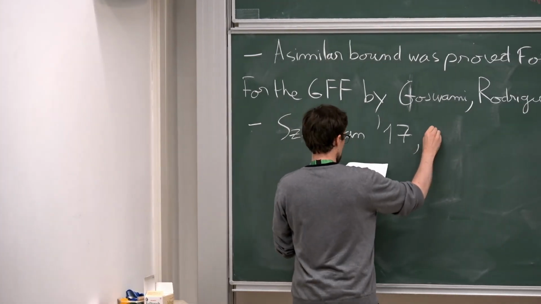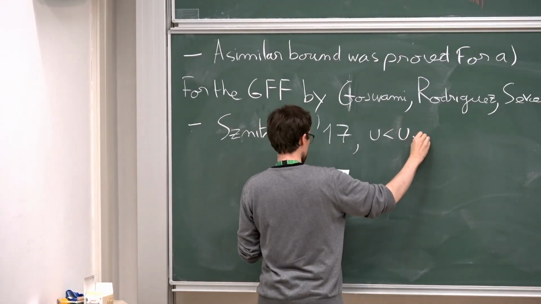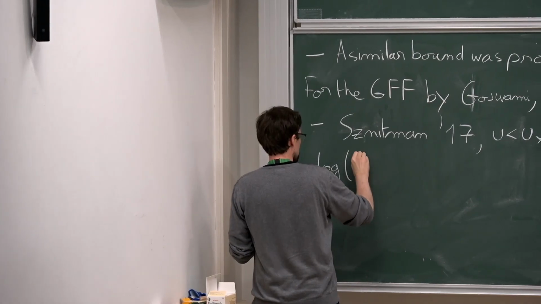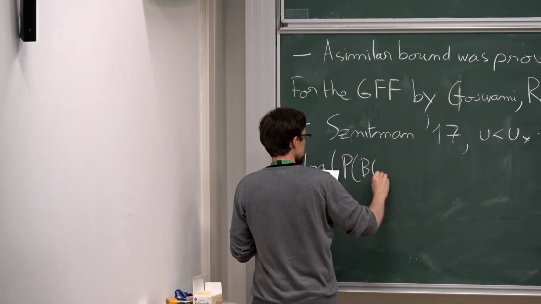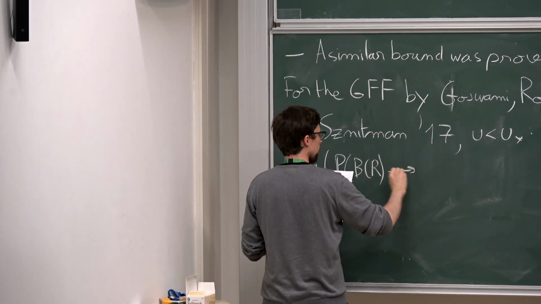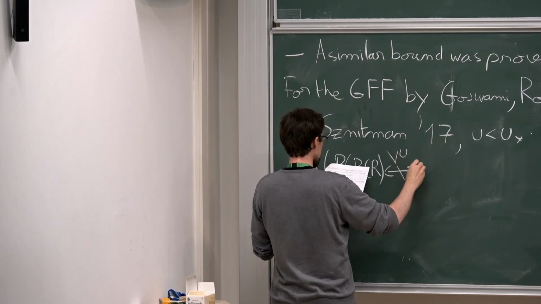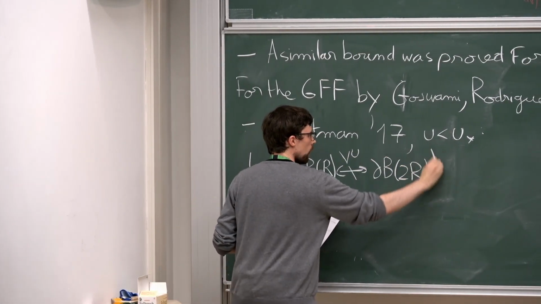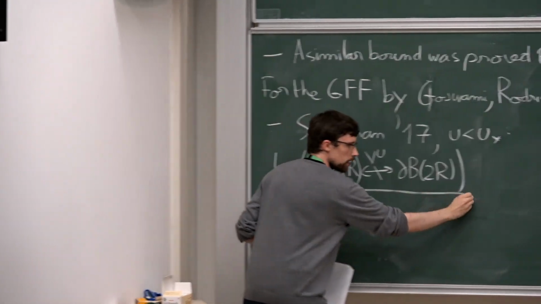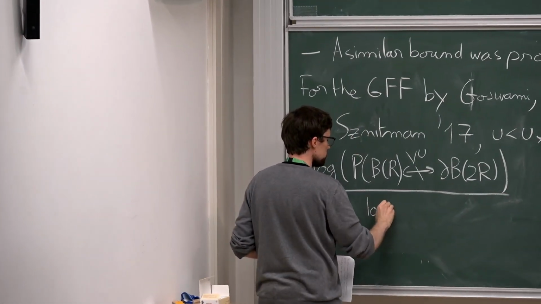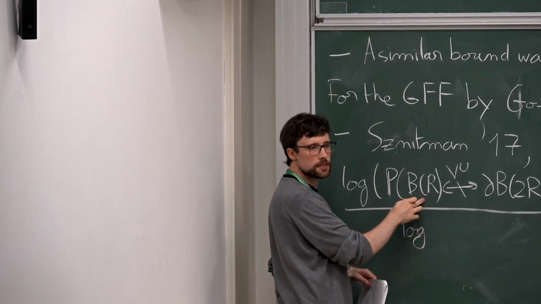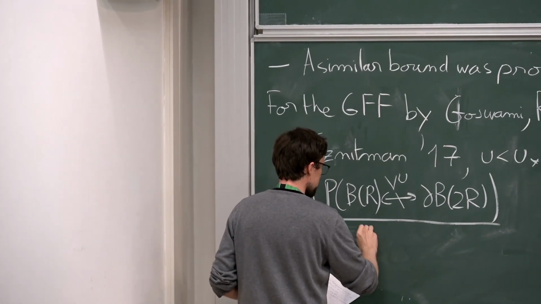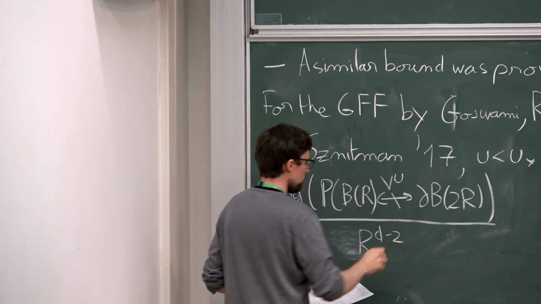So if you take u smaller than u star, what it proved is that if you look now at the probability of disconnection, that you do not have a path, so typically in the supercritical you will have a path from R to 2R, and here you look at the probability that this does not happen, that is, in a sense, that your infinite cluster does not hit B_R. Okay? And this decays exponentially fast.